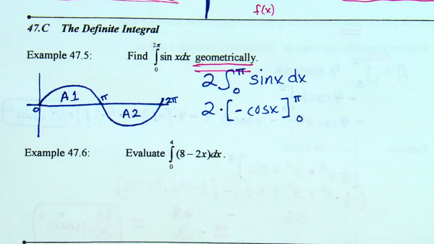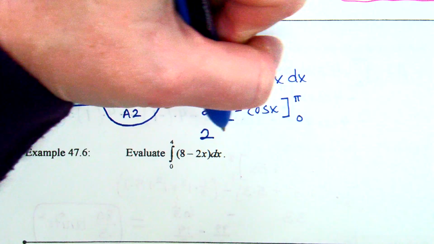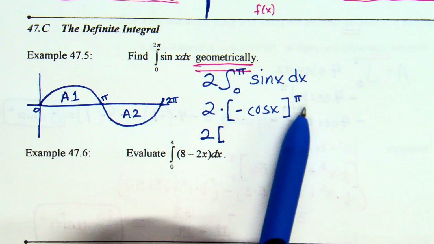So 2 times the integral negative cosine x evaluated from pi to 0. Okay. Probably should have done this the other way around. Oh well. How talented are you guys? Do I need to write this out, or can you do it just by plugging in? What's negative cosine of pi?